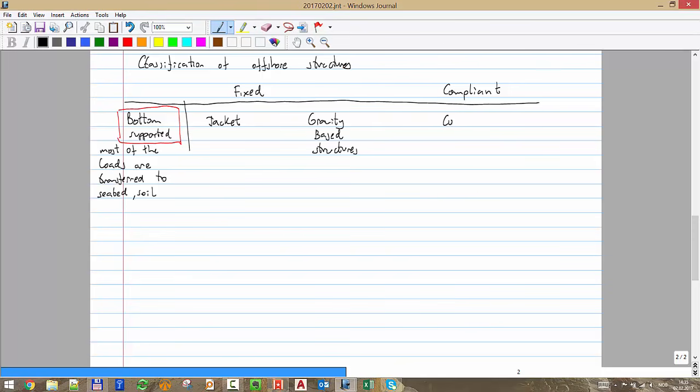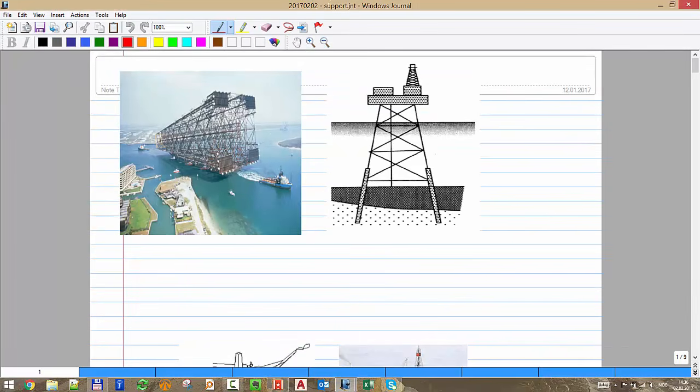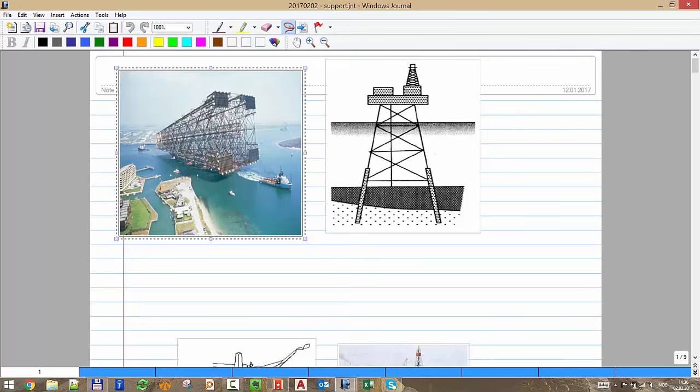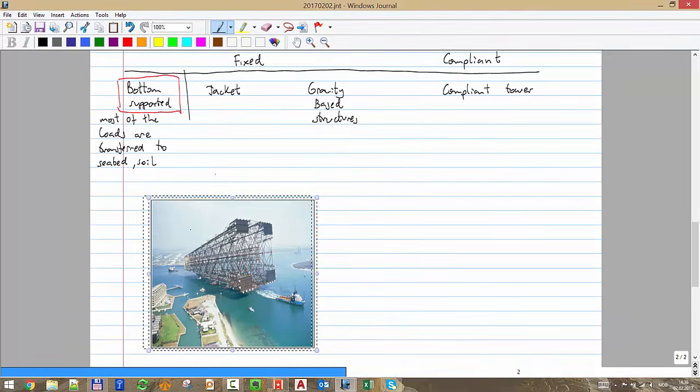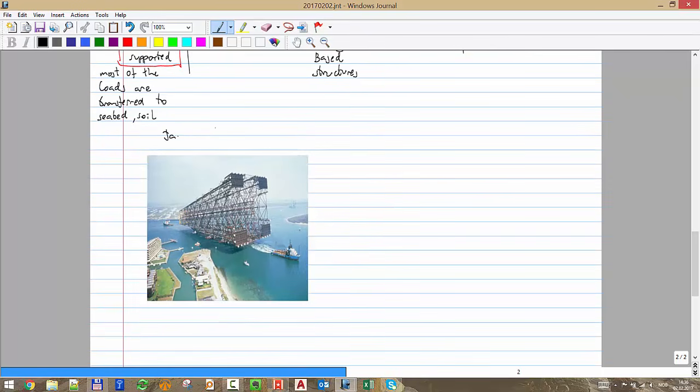Then in compliant you have a particular type, a kind of jacket that has some movement, because it's very, very long. It's called a compliant tower. Let me pull up some pictures. The jacket, maybe you have seen before. Can everyone see the screen? A jacket is difficult to transport, not so difficult to assemble, but it's a hassle to transport and to put in place.